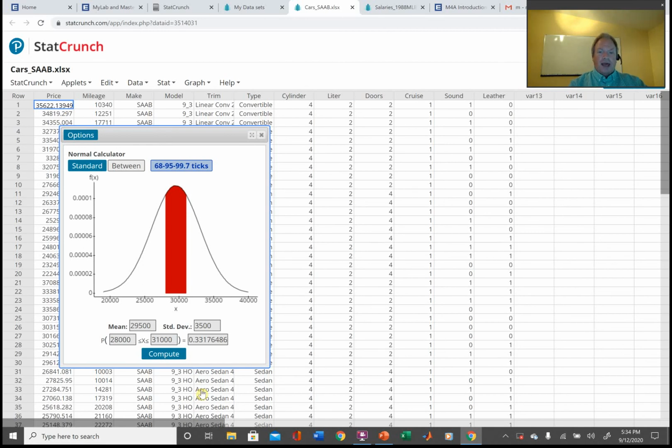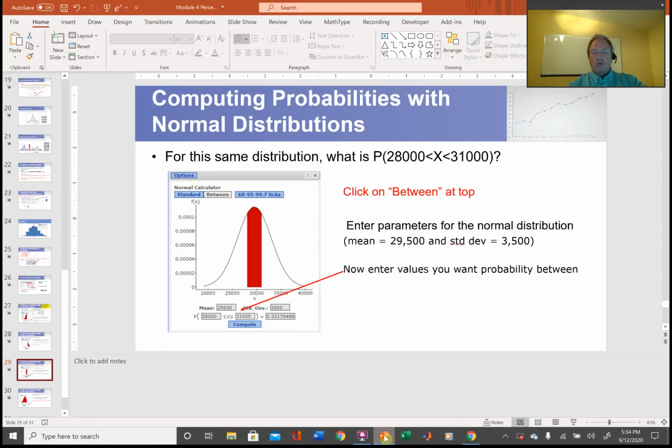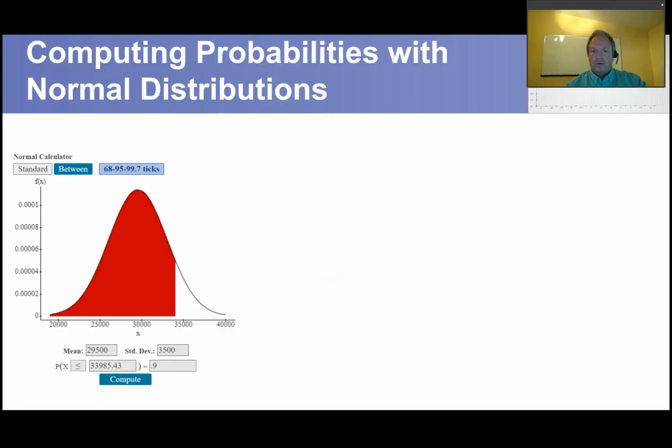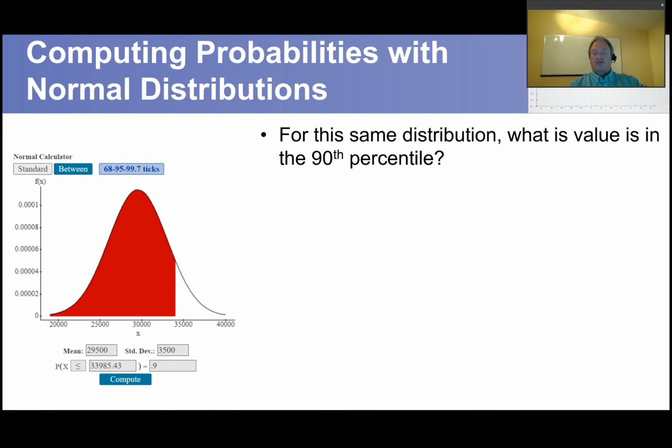Now, we might want to ask another question. Sometimes we want to go backwards. Sometimes we are given the percentile and we want to know the value corresponding to it. So I could ask the question, what value is the 90th percentile? And here, all we're going to do is use exactly the same GUI that we've been using. And now we're just going to enter 0.9 here. So I'm going to use the same normal calculator, and I'm just going to change the probability, and it's going to give me the value.